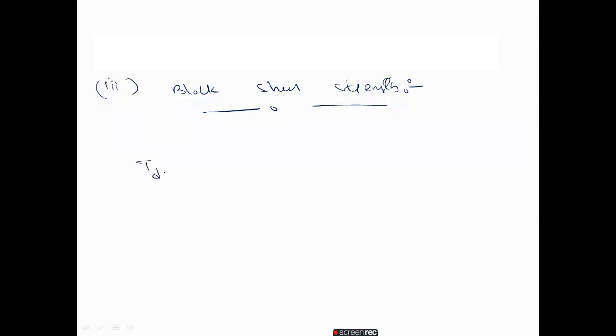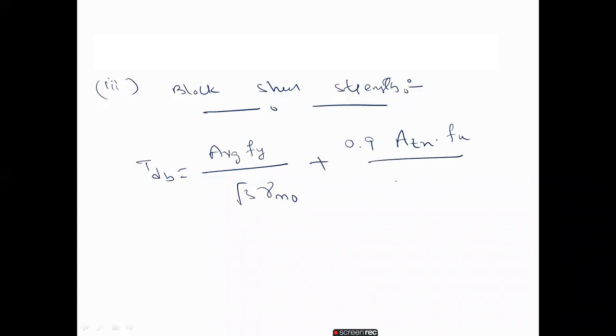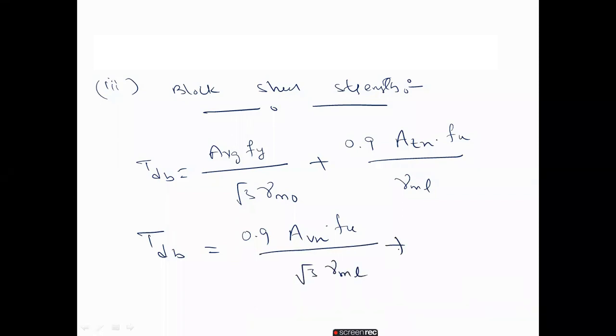I will write here Tdb equal to Avg fy by root 3 into gamma m0 plus 0.9 into Atn into fu by gamma m1. And another formula is Tdb equal to 0.9 Avn into fu by root 3 into gamma m1 plus Atg into fy by gamma m0. So these are the two formulas we will use for the block shear condition.